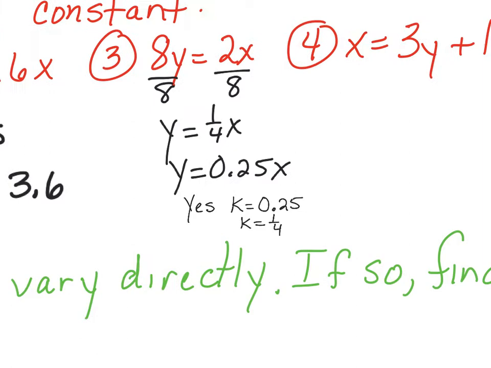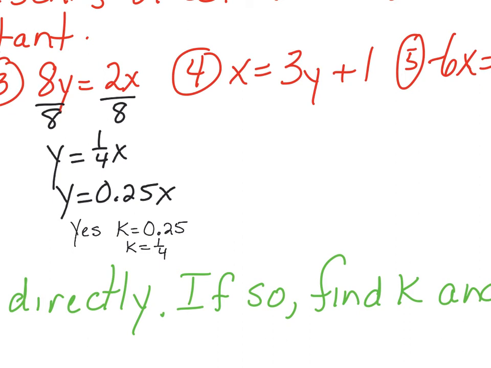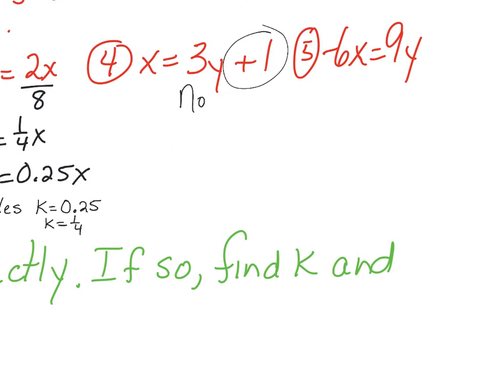Look at number four. What do you say, Van, about number four? No. Do you see everybody say no? Do you see how they're adding one there? Can't do that. What about number five?